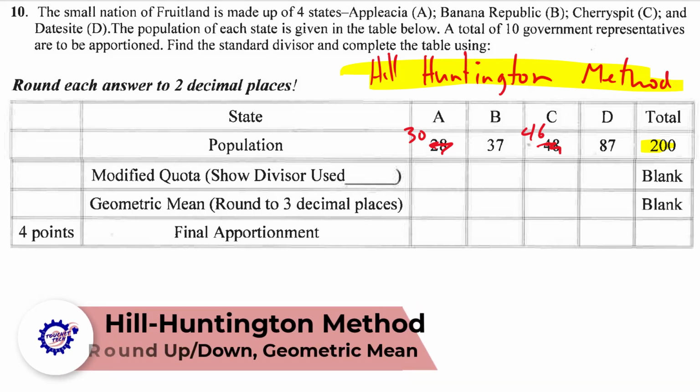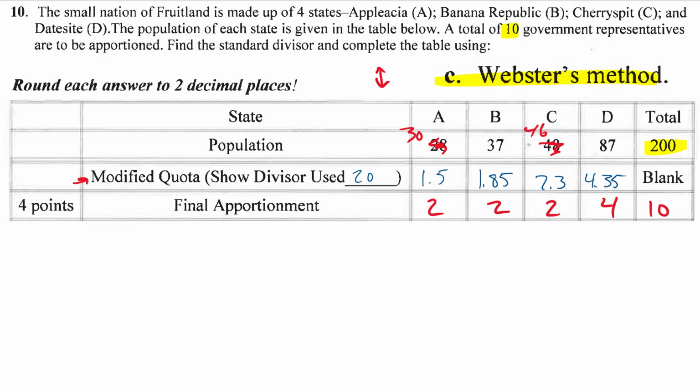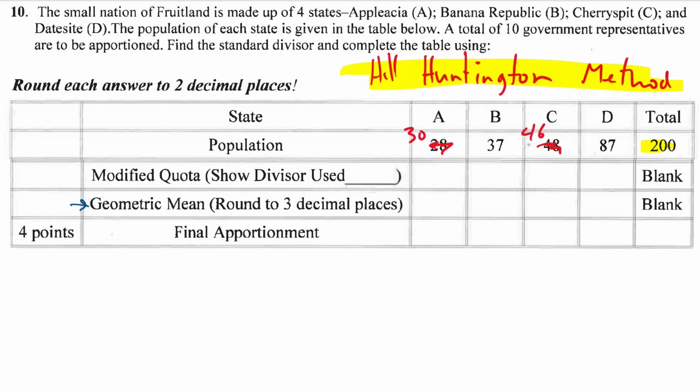And let's not forget about the Hill-Huntington method. Now, Hill-Huntington lets us round up or down. Either one of those is okay, but in order to make things a little bit fairer for small states, we're going to use the geometric mean to decide where to round instead of using just the arithmetic mean from before. So here, let's try out the 20. If it works out, then everything's great.